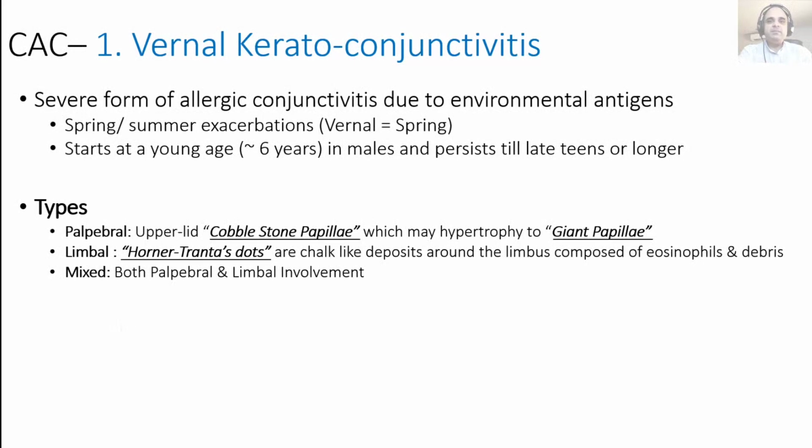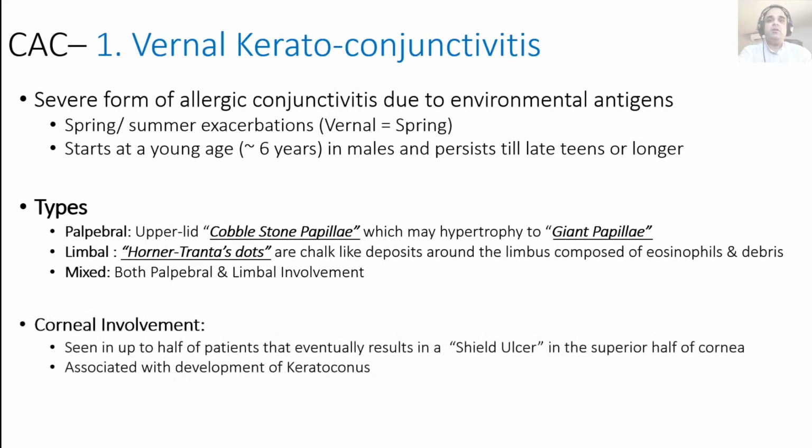The other thing about the disease is it also involves the cornea, and we'll see how it does that. There are basically two things. One is that some patients, about up to half of them, eventually develop an ulcer, which is described as a shield ulcer because it looks like a shield used by soldiers in the days of old, medieval soldiers mostly, in the upper half of the cornea.